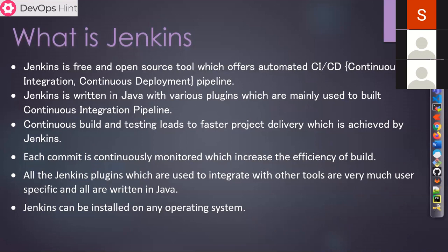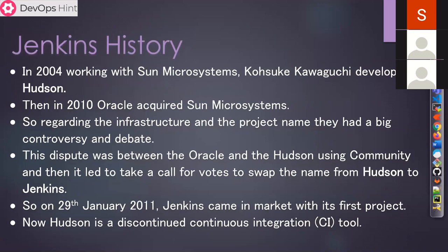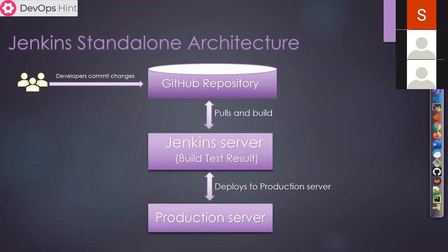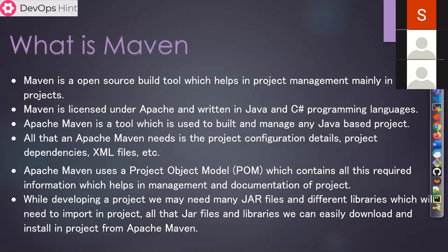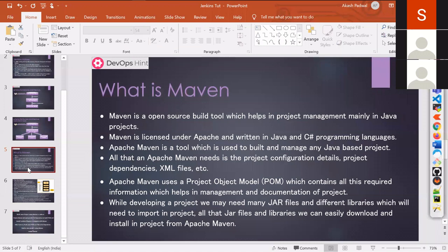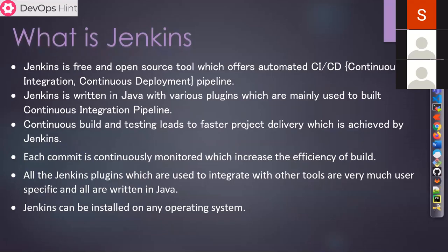So yesterday we covered what is Jenkins, Jenkins history. Then we saw the standalone architecture of Jenkins, then the distributed architecture, master-slave model. Then we installed and configured Jenkins. We did Git integration with a simple hello world program.